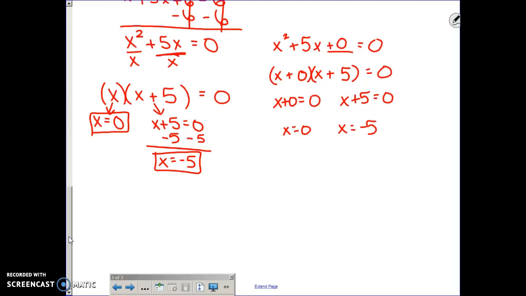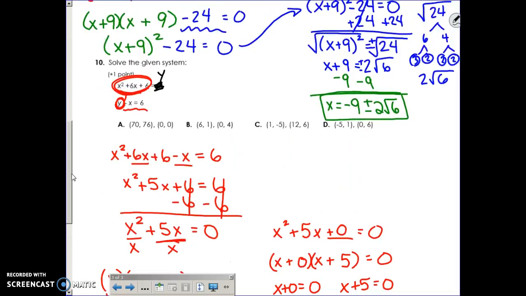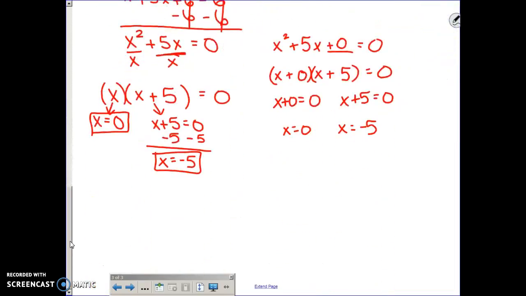Now, either way you do it, you still have to solve for y. So let's scroll back on up here. I'm going to pick the second equation. That one's pretty easy. Y minus x equals 6. All right, well, let's solve for our x values then. When x is 0, it's going to look like that, which means y is actually 6.